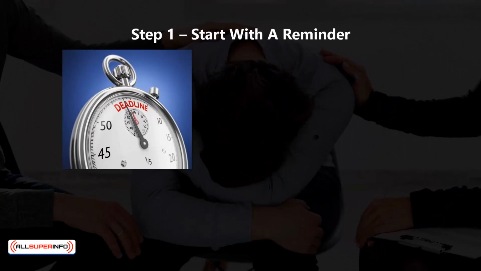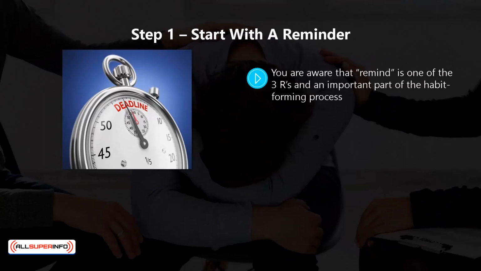Step 1. Start with a reminder. You are aware that remind is one of the 3 Rs and an important part of the habit-forming process. The reminder is the trigger for you to perform your routine that will later become the new habit. Reminders need to be strong and not based on memory or willpower, as these are not reliable.